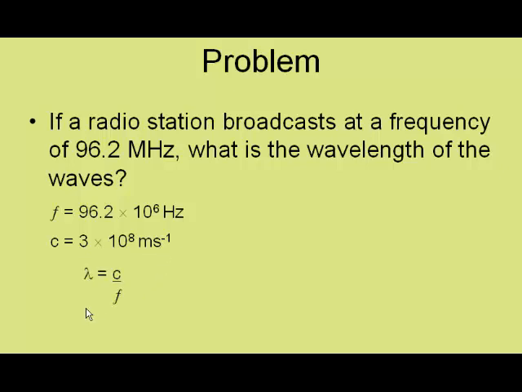If we write our equation as lambda is equal to c over f, then putting in the numbers, 3 times 10 to the 8 meters per second over 96.2 times 10 to the 6 hertz, we then get the answer of 3.1 meters.